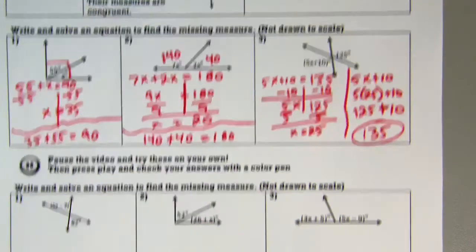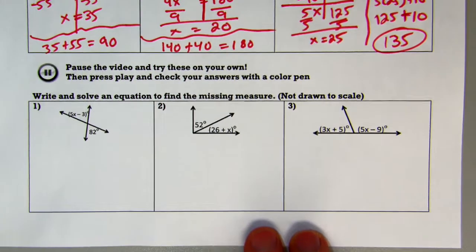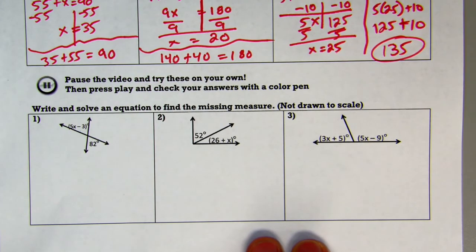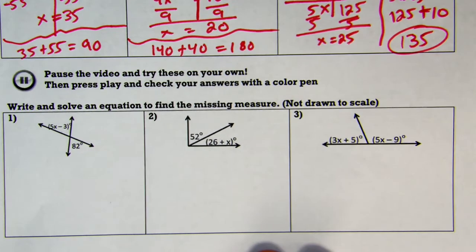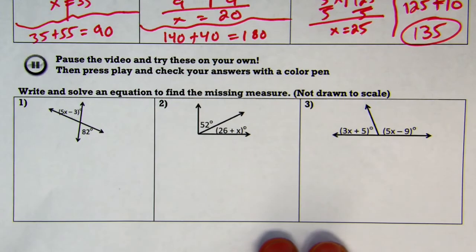What I could go ahead and do now is you have 3 examples to try on your own. So go ahead and pause the video and try the 3 examples that have been given to you and find the missing values.